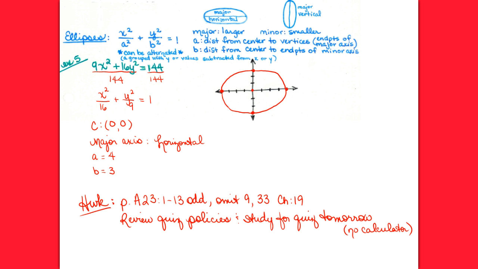All right, so that's where we're going to stop for today. And that's where the material for your quiz is going to stop as well. So for your homework tonight on page A23, we're doing 1 through 13 odd, omit 9 out of that 1 through 13 odd. Then you're doing in addition number 33, challenge number 19.